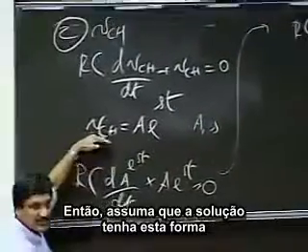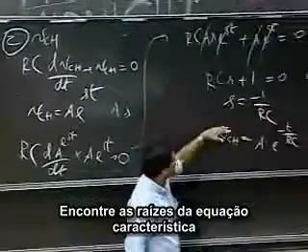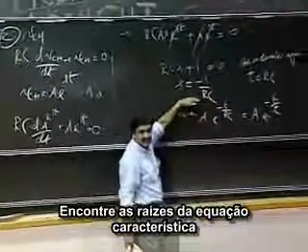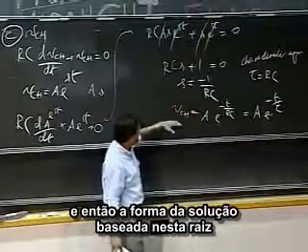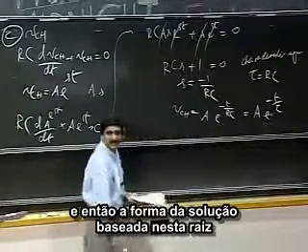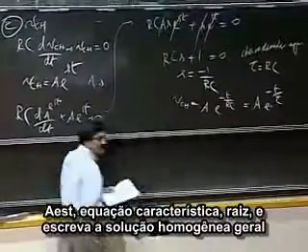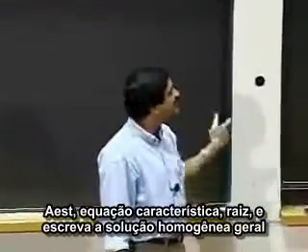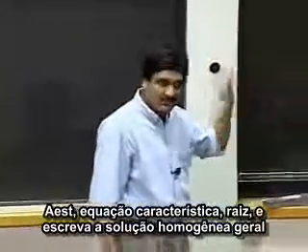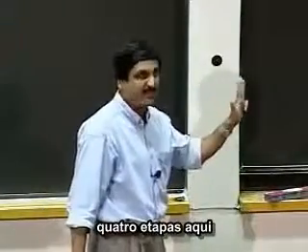So assume a solution of this form, construct the characteristic equation, okay, find the roots of the characteristic equation. In this case, it's an equation in s, so this is the root. And then form the solution based on that root. Okay, four steps: A e to the st, characteristic equation, root, and then write down the general homogeneous solution. Four steps there. Okay?